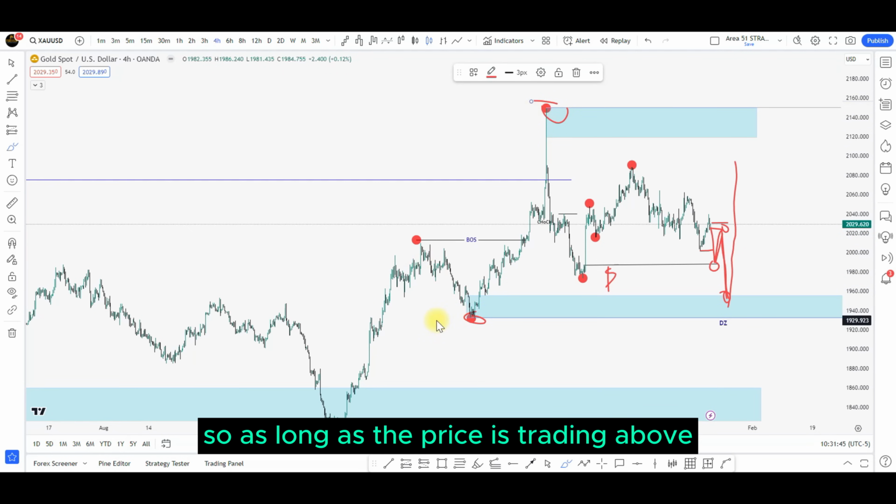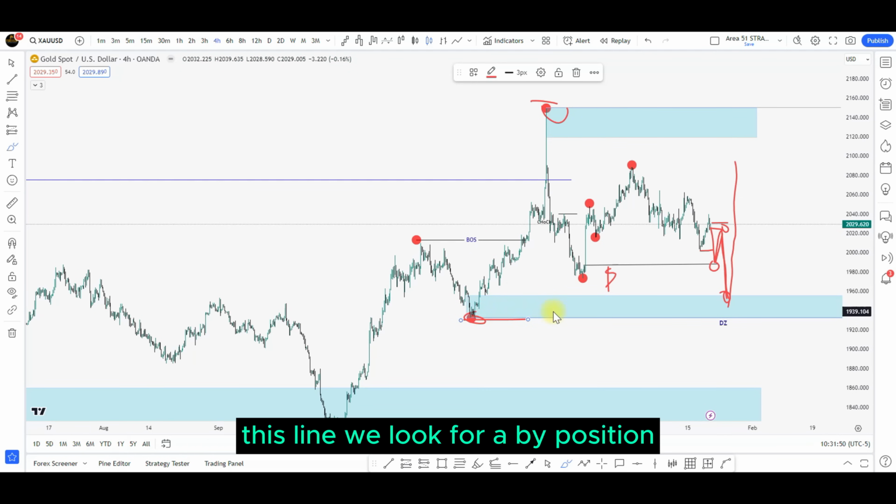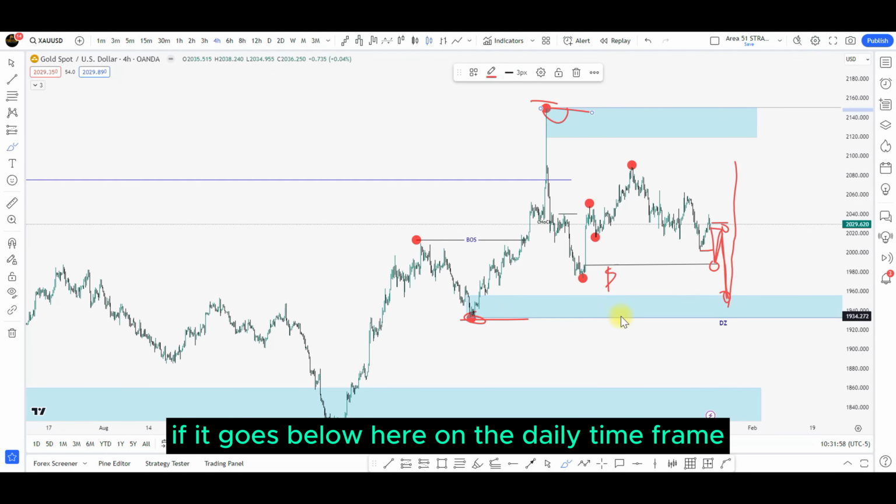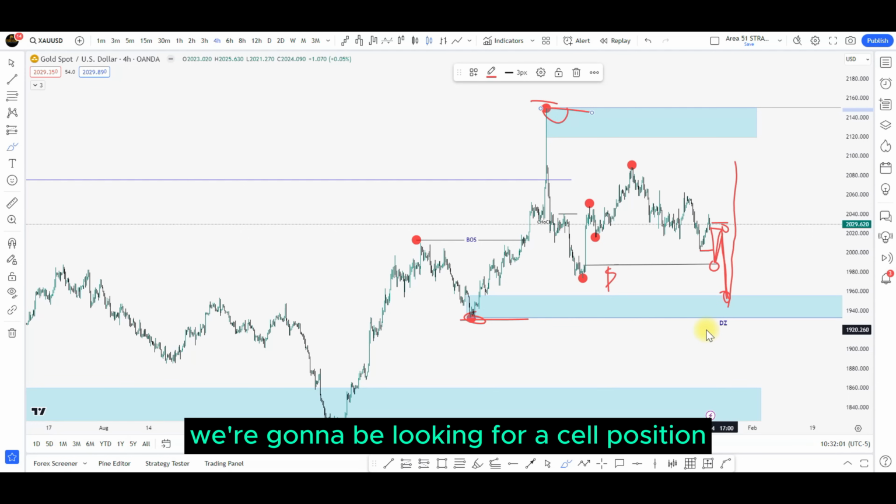So as long as the price is trading above this line, we're looking for a buy position, and as long as it's trading above here, we still look for a buy position. If it goes below here on the daily time frame, we're going to be looking for a sell position.